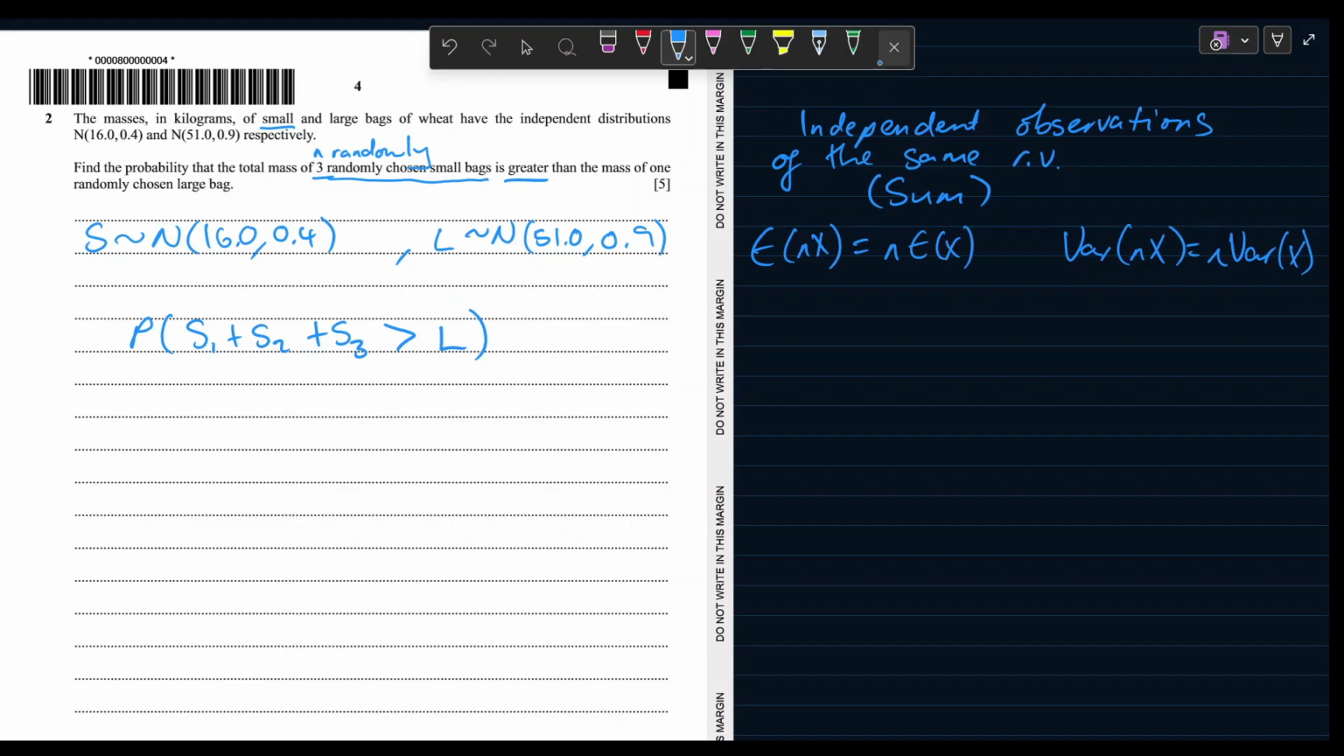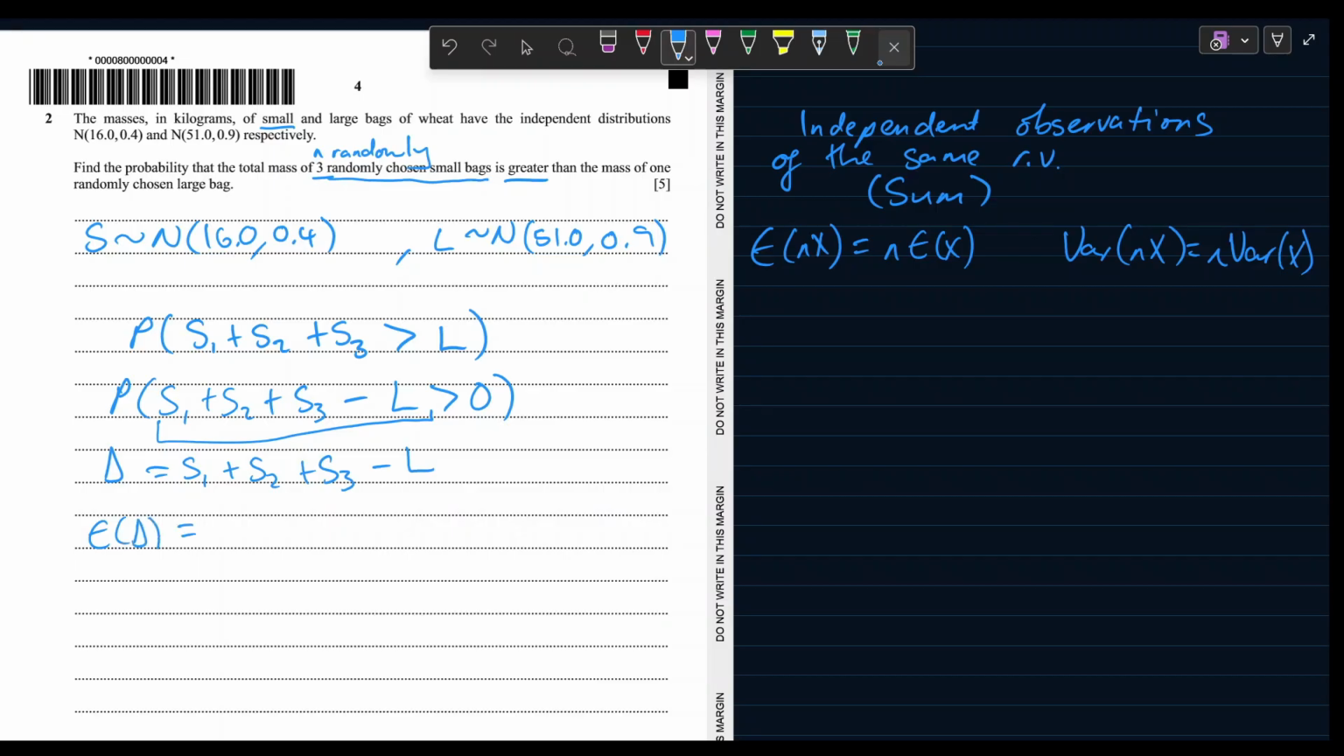So this is what they want us to find. I'm going to move our L to the left so that we have the probability of S1 + S2 + S3 - L is greater than 0. So that we don't have to keep writing this long expression, I am going to call this D. So D is equal to S1 + S2 + S3 - L. And let's find the mean and variance of D.